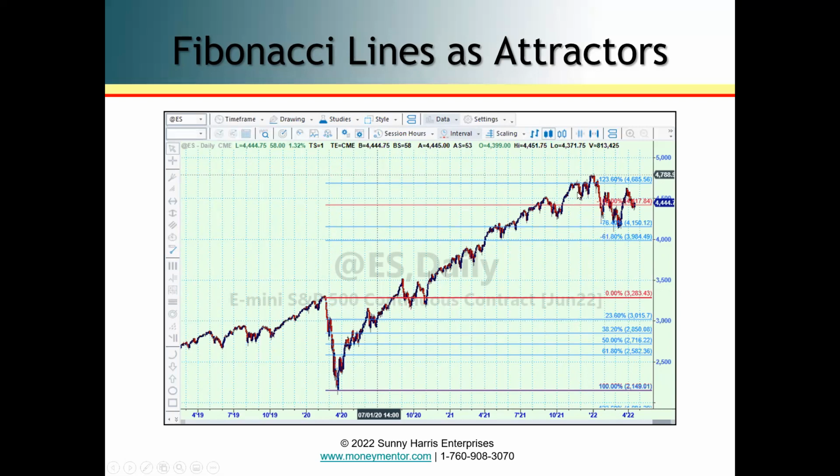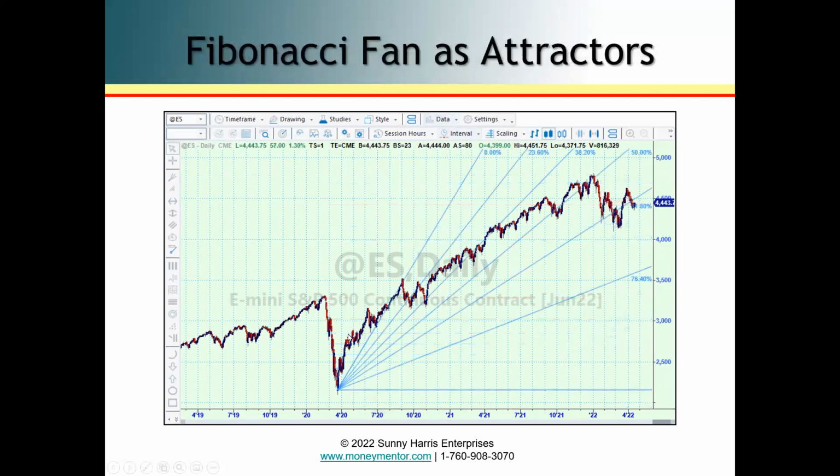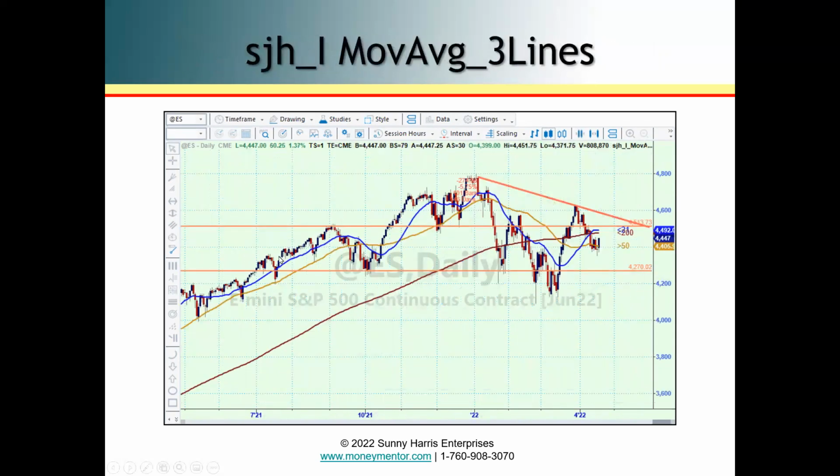And then look where we are now. We're stumbling on the 123.6% extension. And then we're back down at this 0, and that's where it bounced off of today. These are Fibonacci fans, and I consider them to be attractors as well. And you can see again, price stumbles with that one, comes down to the next one, goes back up to that one, comes back down to the next one. So that's why I call them attractors.